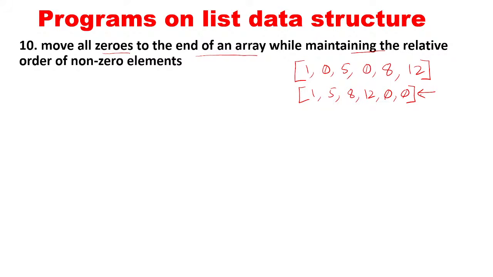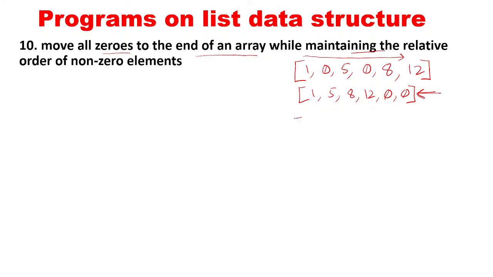Now how can we achieve this? No doubt we need to traverse the array. We need to visit each element of the array once. While visiting, what do we need to do? Whenever we encounter a non-zero element, we should move that non-zero element to the starting portion of the array, and the zeros we should move to the end portion of the array. How can we achieve that?